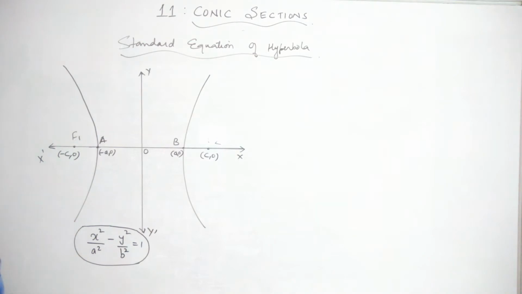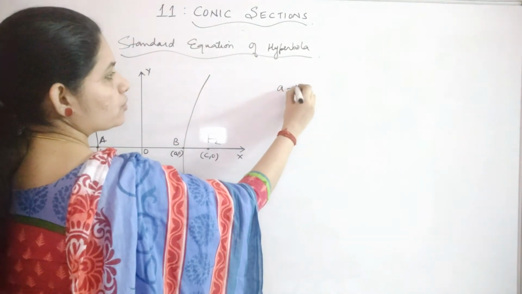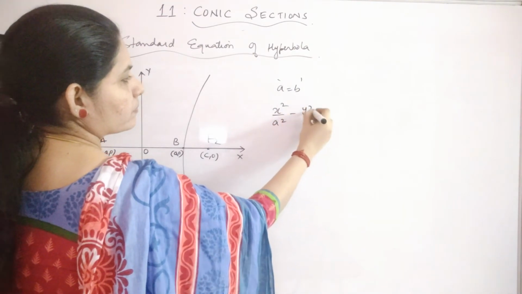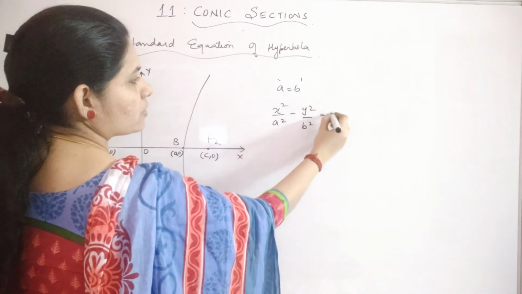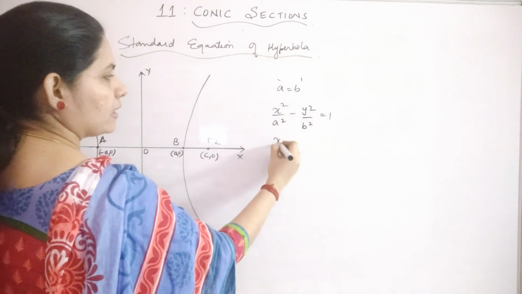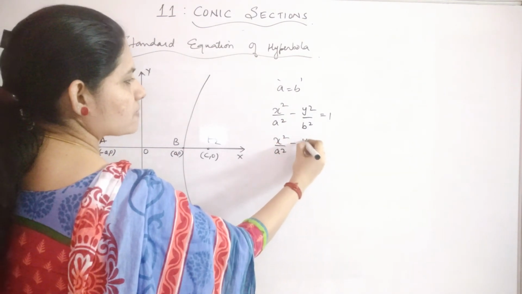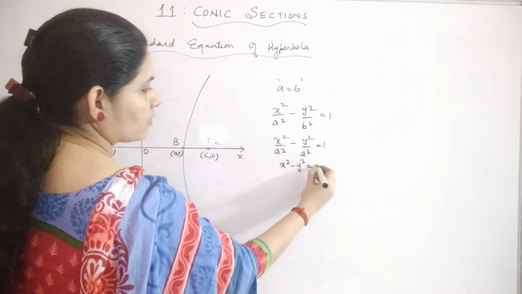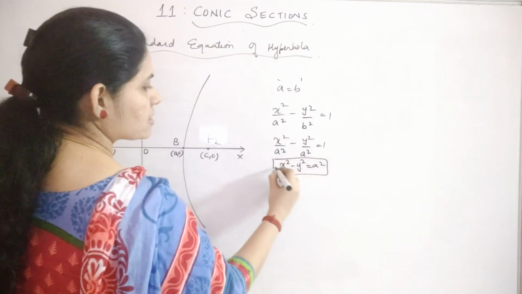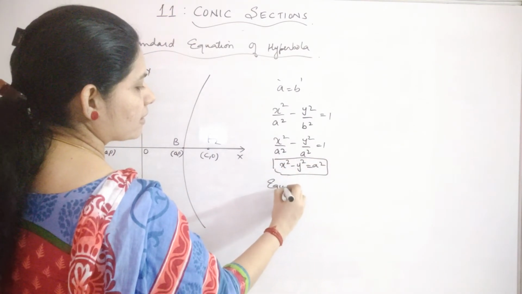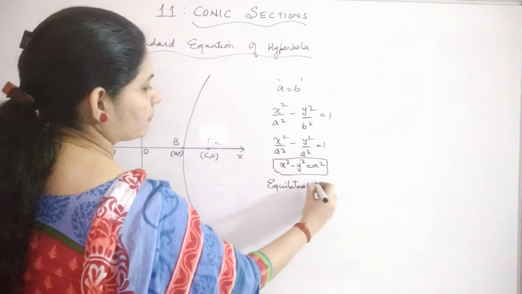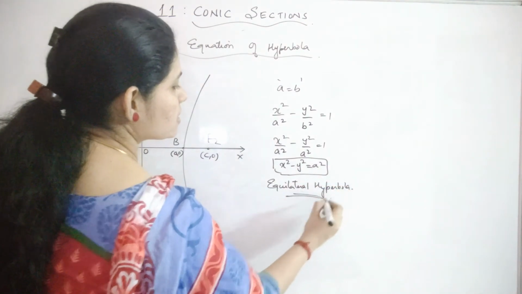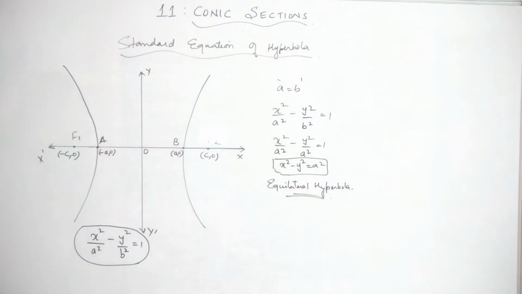Now for a particular case, when you take a equal to b in the equation of the hyperbola, x square by a square minus y square by b square equal to 1, what will happen? x square by a square minus y square by a square equal to 1, or x square minus y square equal to a square, and this is known as equilateral hyperbola. So when you have a equal to b, the hyperbola's name is equilateral hyperbola.